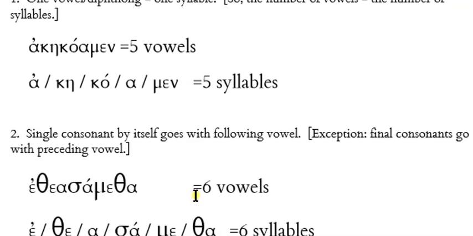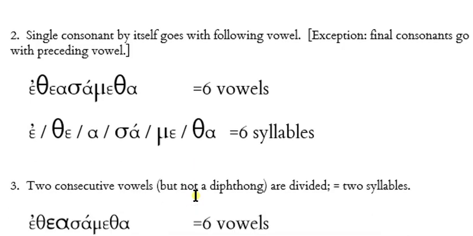Now let's move on here. Number 2, a single consonant by itself goes with the following vowel. So that is to say, I don't have 2 consonants in a row. If I see one consonant, then I find the vowel that follows it, and that's going to create its syllable. Okay, so take a look here. I have this word, etheasametha. Okay, here are single consonants right here. So this consonant does not go with the preceding vowel. It goes with the following vowel.